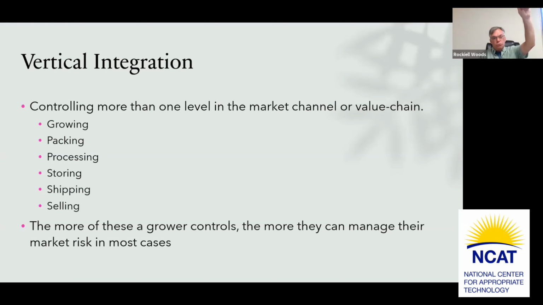all the way to when the consumer cuts that tomato and puts it in a salad, or a processor sells that jar of tomato sauce to a consumer, and the consumer puts it on a pizza or whatever it is, on spaghetti. You have growing, packing, processing, storing, shipping, and selling are all levels in this vertical integration. The more of these that you can control or manage, the more you can manage market risks in most cases.